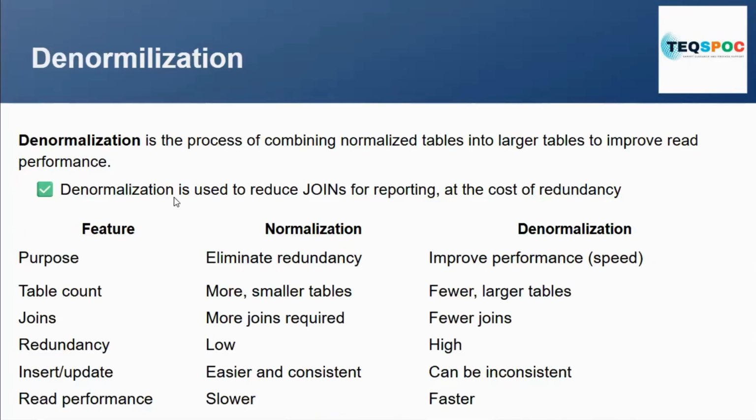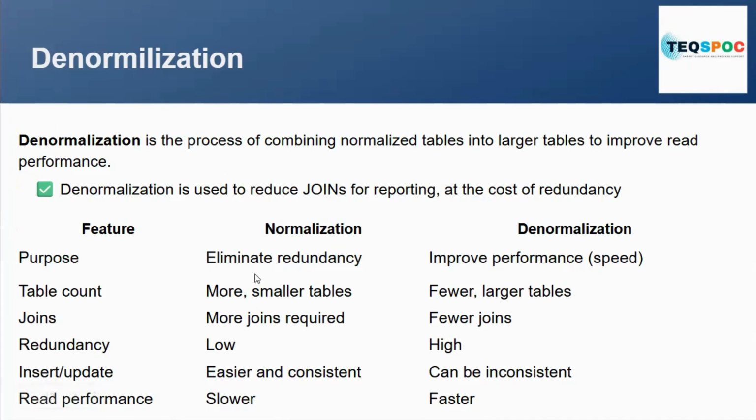One more thing, in tables we have one-to-one join, one-to-many join, many-to-one join, and many-to-many join. One table to one table, one table to many tables, many tables to many tables, and many tables to one table. These are the different types of joins between tables.